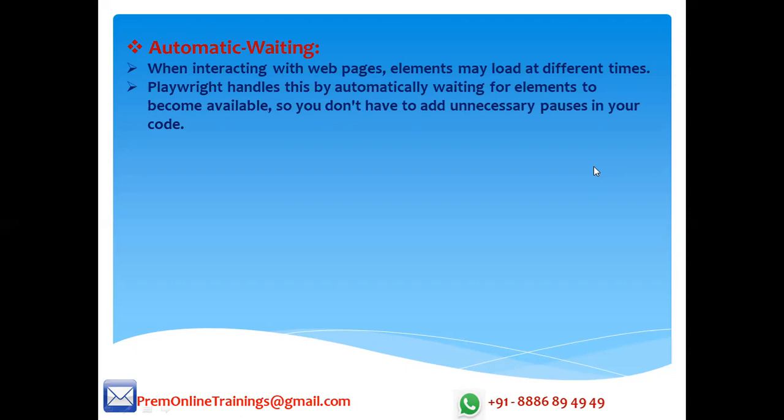So using this mechanism, you need not write unnecessary statements, especially thread.sleep kind of statements. You need not tell it to wait for 5 seconds and then execute. Such kind of statements you need not mention. This is a very good feature which is supporting from the Playwright point of view. Playwright handles this by automatically waiting for elements to become available, so you don't have to add unnecessary pauses in your code.